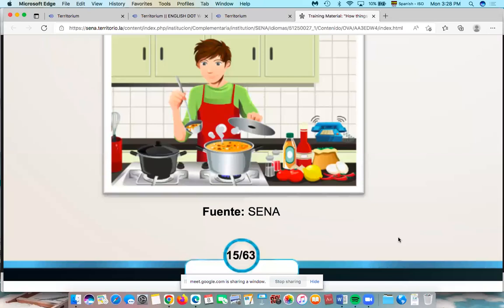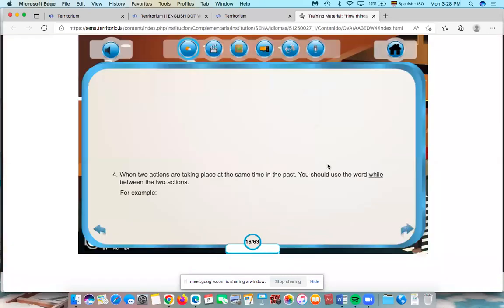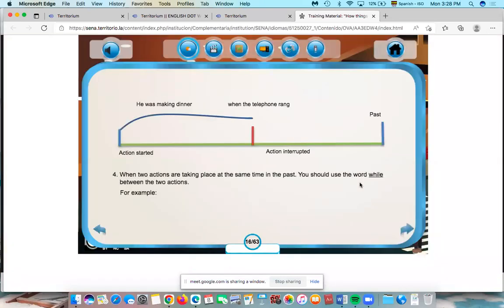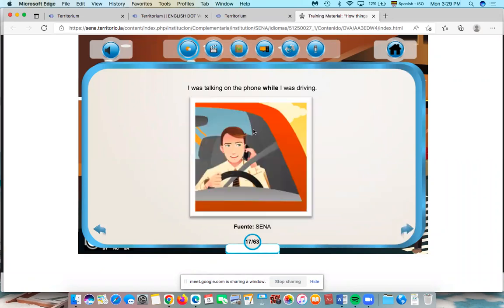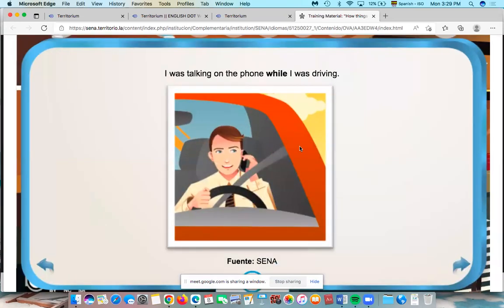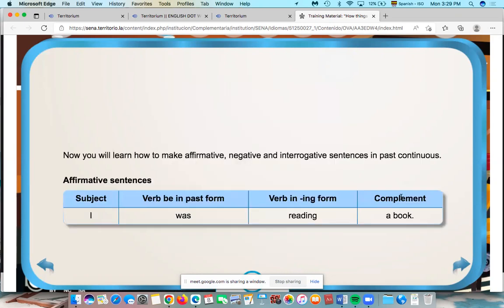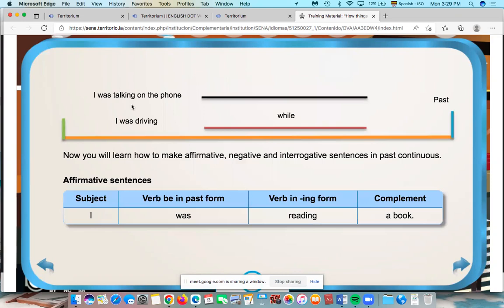Pero también puede ser que las dos acciones sucedan al mismo tiempo, como en este ejemplo que estábamos viendo. Puede ser que esté haciendo las dos cosas al mismo tiempo. I was talking on the phone while I was driving. ¿Sí? Mientras estaba hablando por el teléfono, mientras iba manejando. ¿Sí? En este contexto. I was talking on the phone and I was driving. I was reading a book.